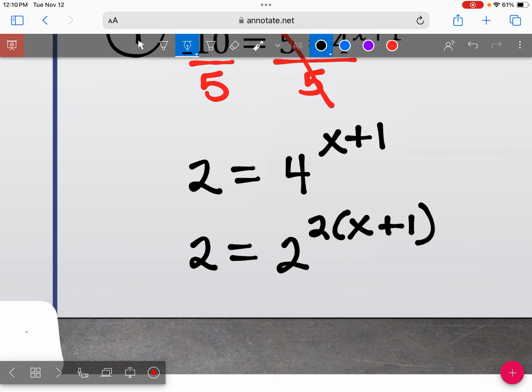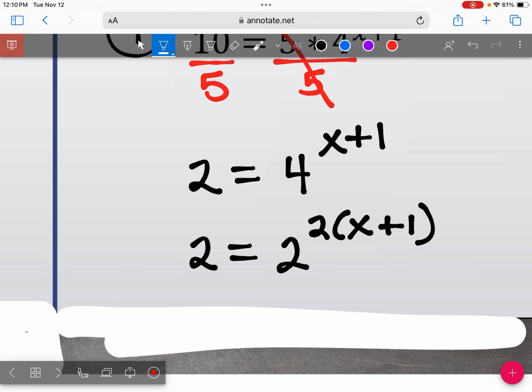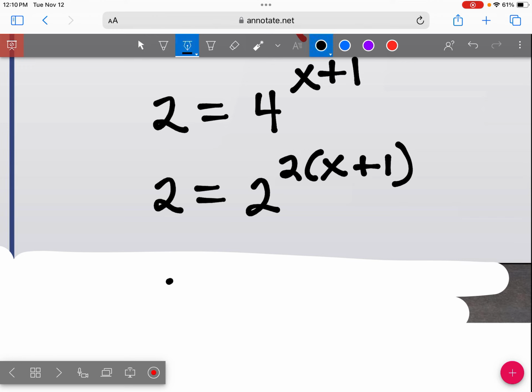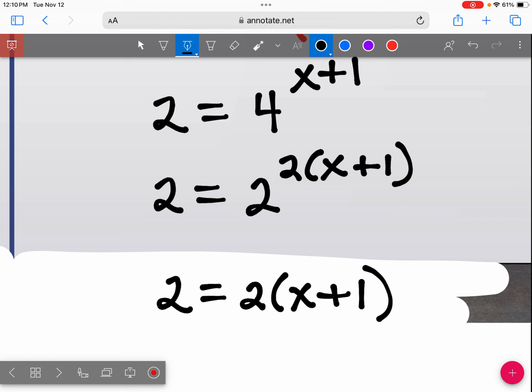So we can drop the 2 and go ahead and solve that. So 2 equals 2 times x plus 1. Go ahead and solve that for x. I think I would divide the 2.